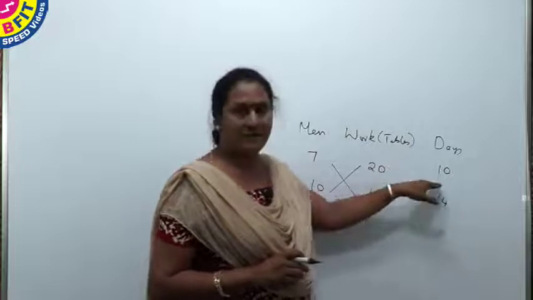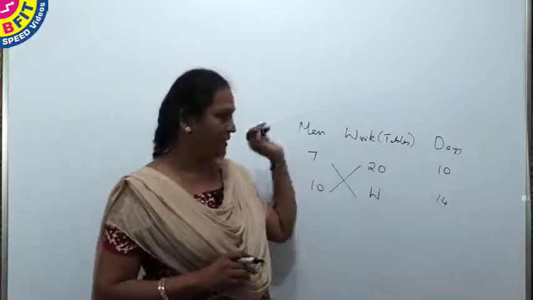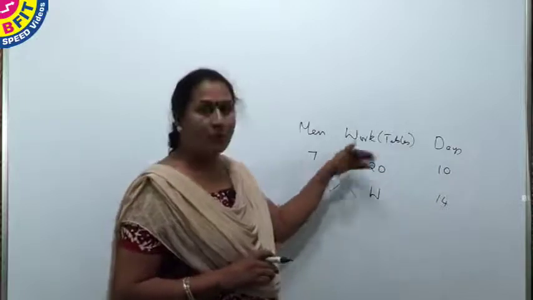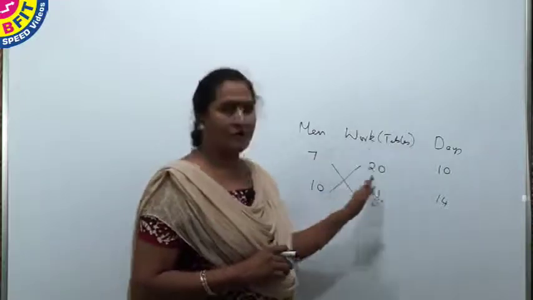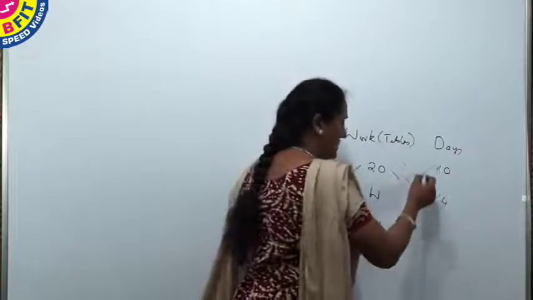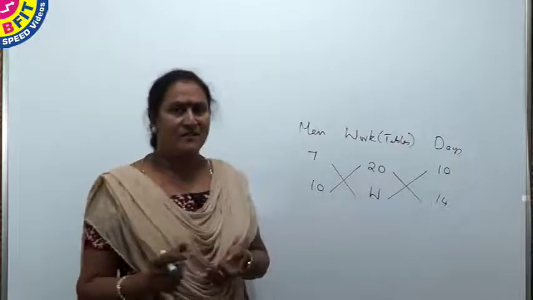So in 10 days, if they can make 20 tables, in 14 days, that is more number of days, they can make more number of tables. So days and work also will vary directly. So cross products will be the same. So here is an important clue.